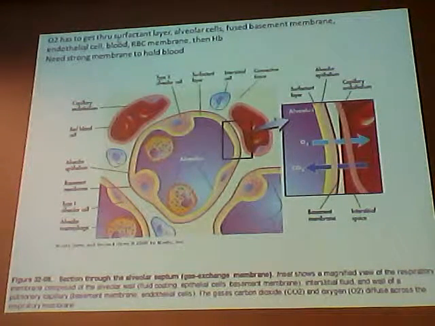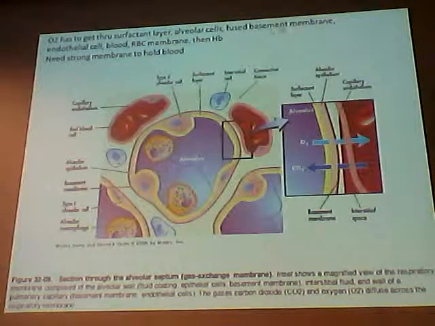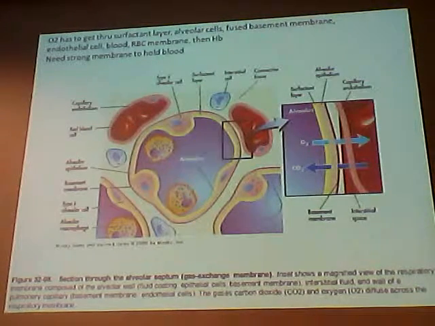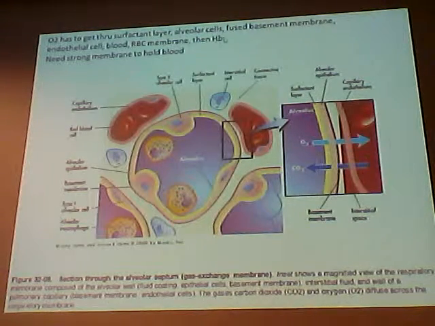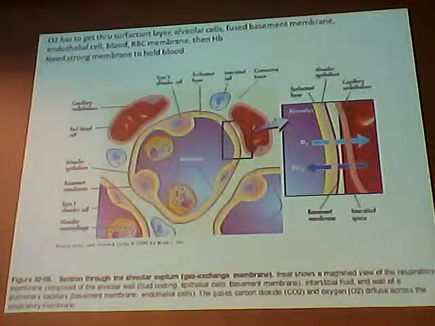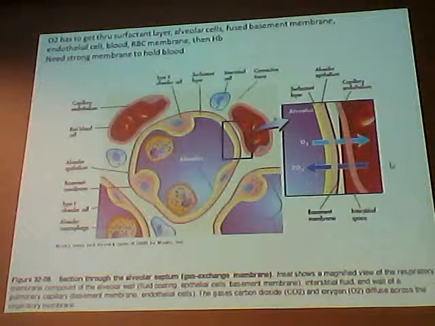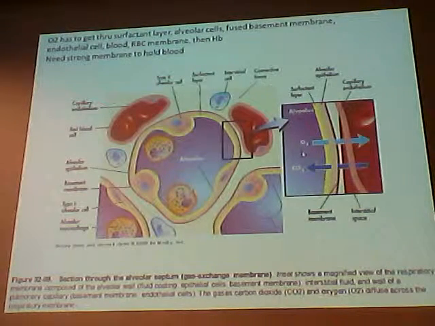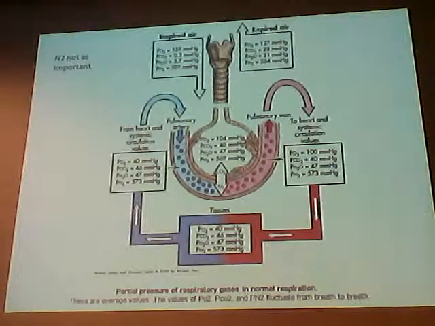So oxygen has to get through multiple layers: a surfactant layer, alveolar cells, a basement membrane, endothelial cell, blood, red blood cell membrane, and then it finally can get to the hemoglobin. So you need a strong membrane for that blood in general, and there's a lot of layers that oxygen has to go through to actually get to where it needs to go.